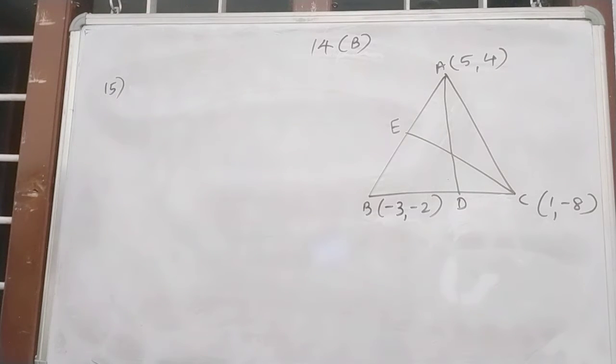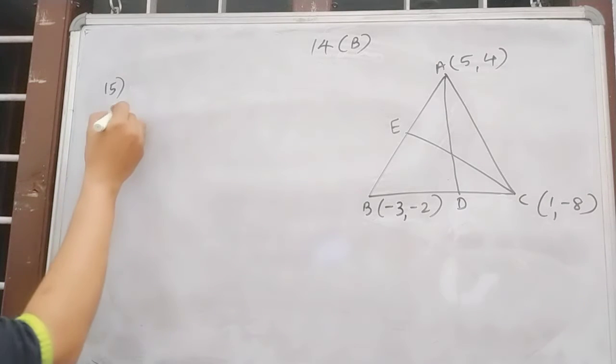So we have to find out the slope of the altitude of AB and the slope of the median AD. AD is the median. The third one is the slope of the line parallel to AC. So what will be the slope of AB?